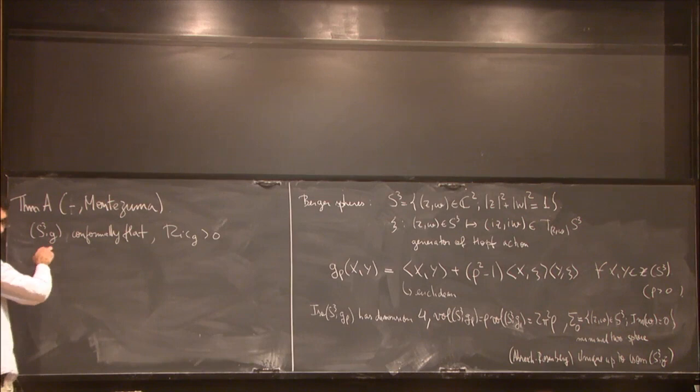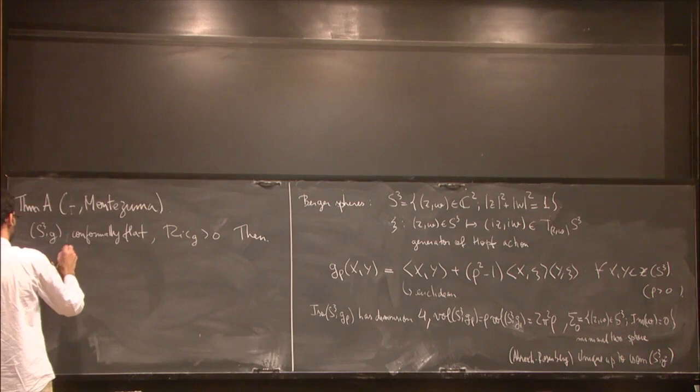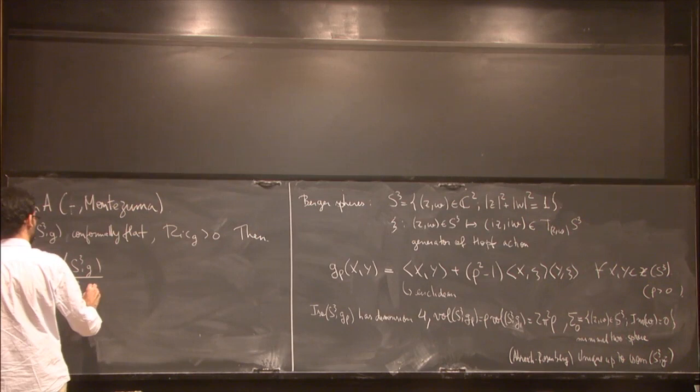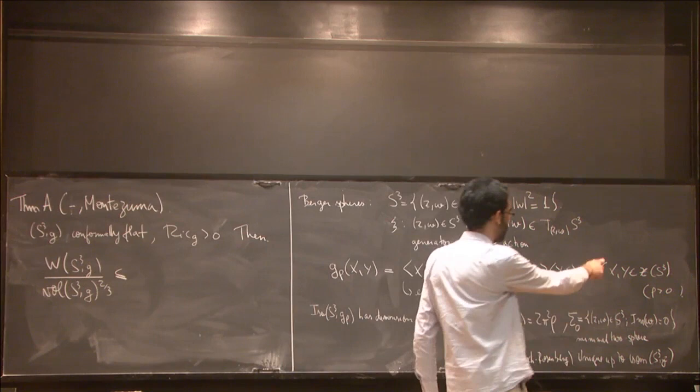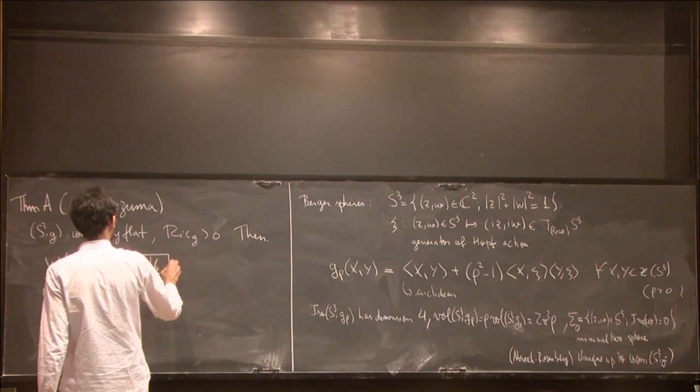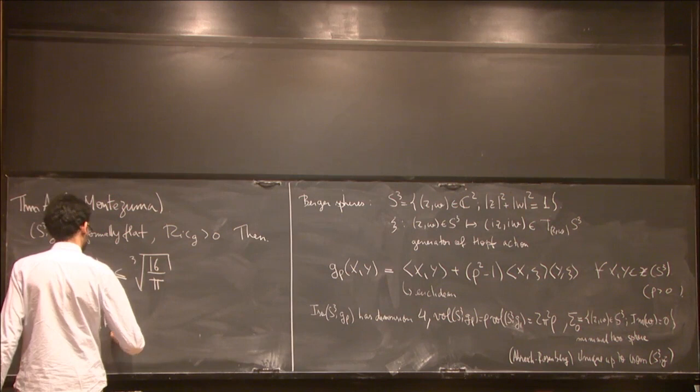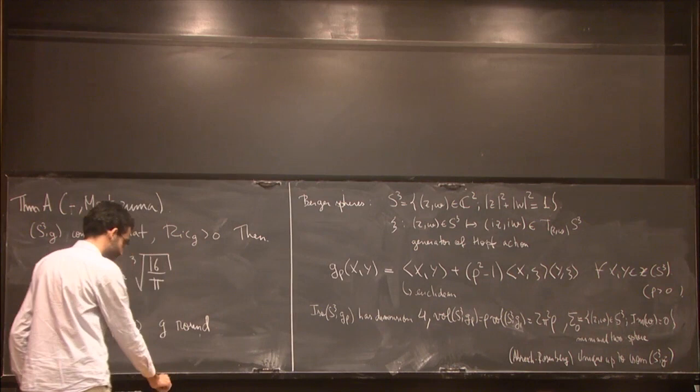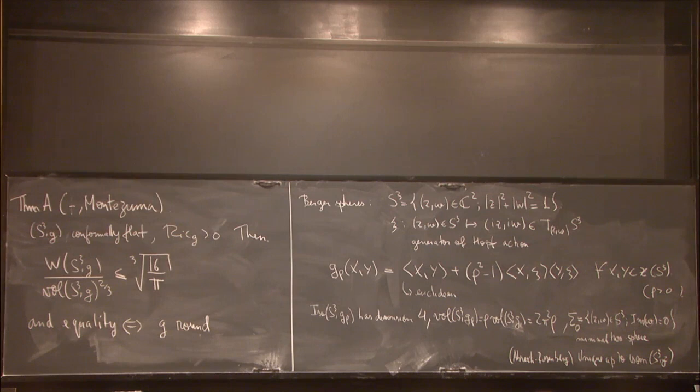Then the width of this metric is at most the width of the round metric. And the equality holds if and only if the metric g is round. Okay, so maybe this is a good point to stop.